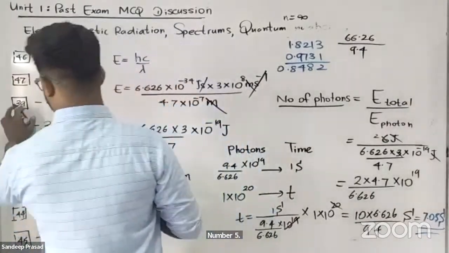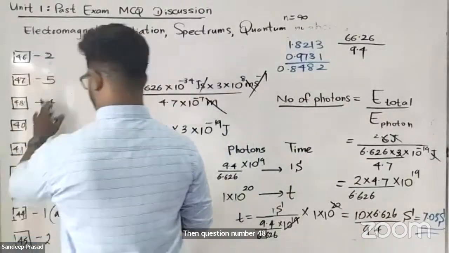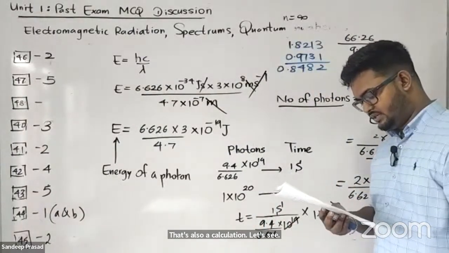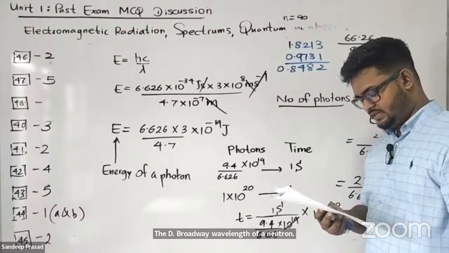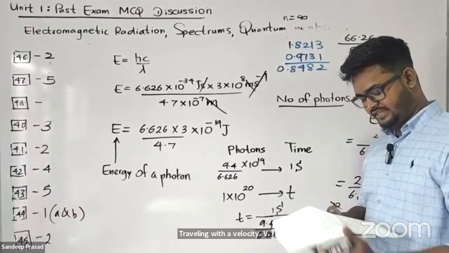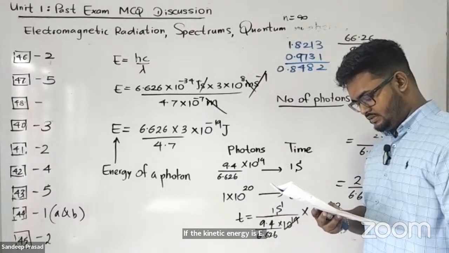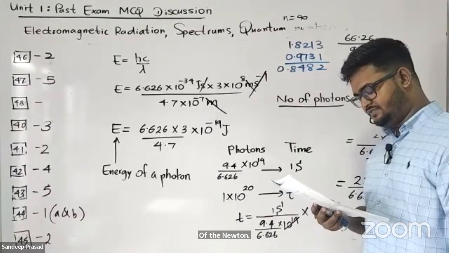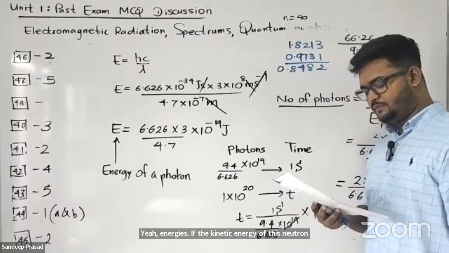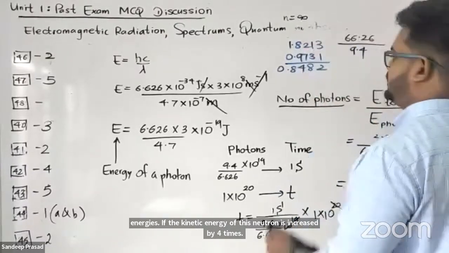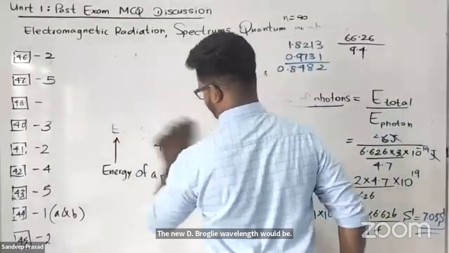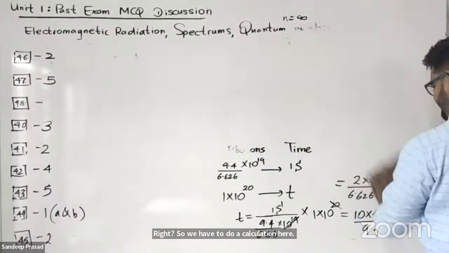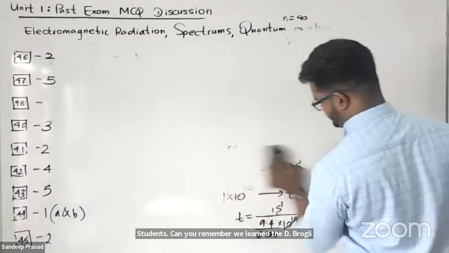Then question number 48. That's also a calculation. Let's see. The de Broglie wavelength of a neutron traveling with a velocity v. If the kinetic energy of this neutron is E and it is increased by 4 times, the new de Broglie wavelength would be. Right. So we have to do a calculation here as well. Students, can you remember we learned the de Broglie wavelength equation?